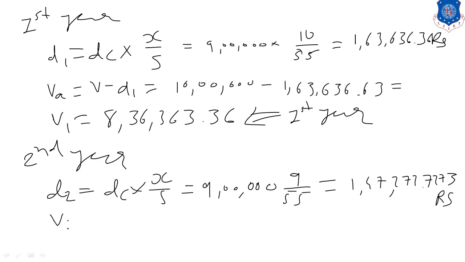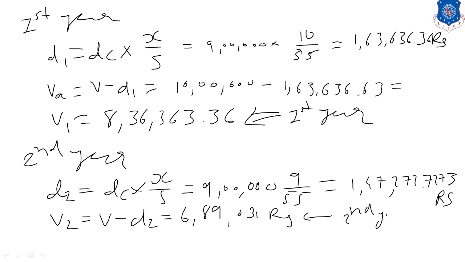Now let's find the book value, which can be given by V2 is equal to V minus D2. By calculating this, we will get 6 lakhs 89,031 rupees. This is the value of equipment at the end of the second year.